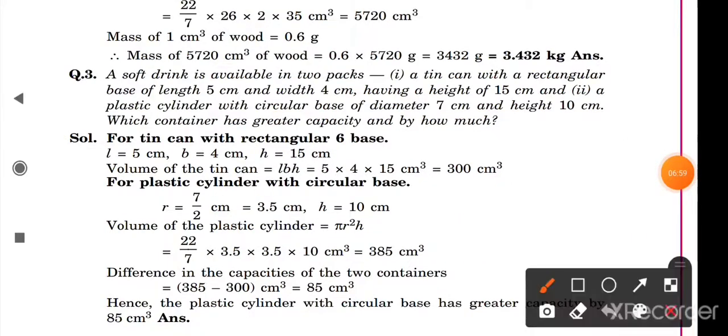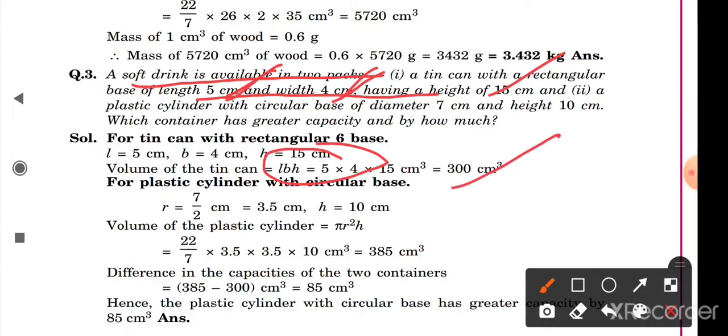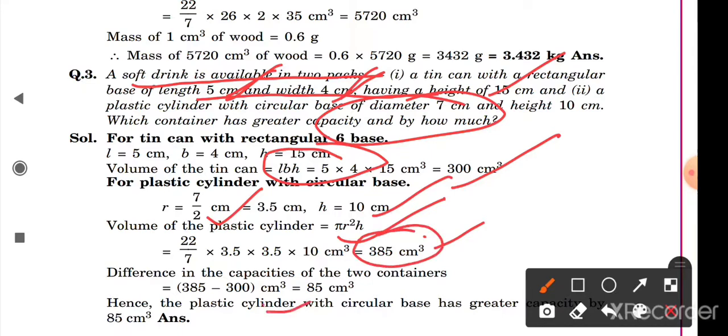Now for the next question, I am not going to read the question. There are two types of packs for the soft drink. One is in the shape of a cuboid, where L is given, B is given and H is given. You will find out the volume, or you can say the capacity of this can. So it is in centimeter cube, L into B into H. And the second is in the form of a cylinder. For that you are given the diameter, you will find out the radius, height is given, you will find out the capacity again, that means the volume of the cylinder, pi r square h, and you will see that the volume of the cylinder is more, and how much more, for that you will subtract.